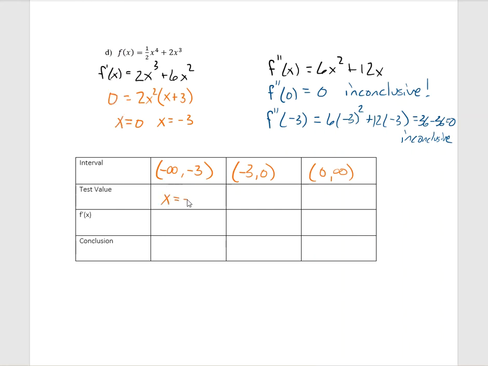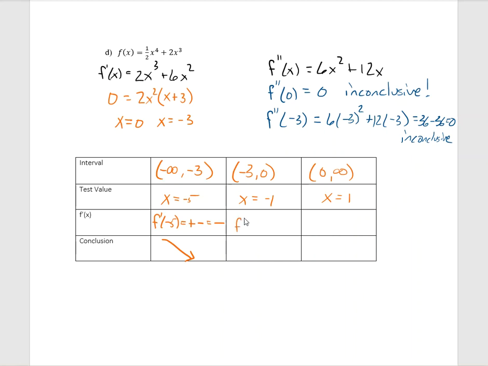Let's use x equals negative 5, x equals negative 1, and x equals positive 1. The value of the derivative at negative 5. Notice how this first piece will always be positive. And negative 5 plus 3 is negative, and when I multiply the two, I get negative, and this is concave down.